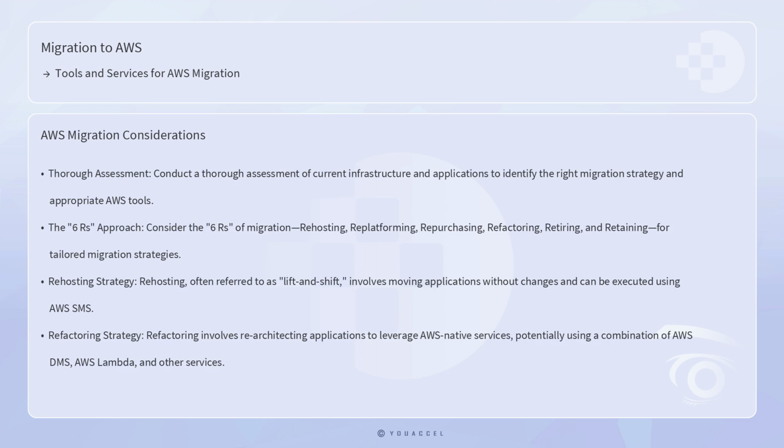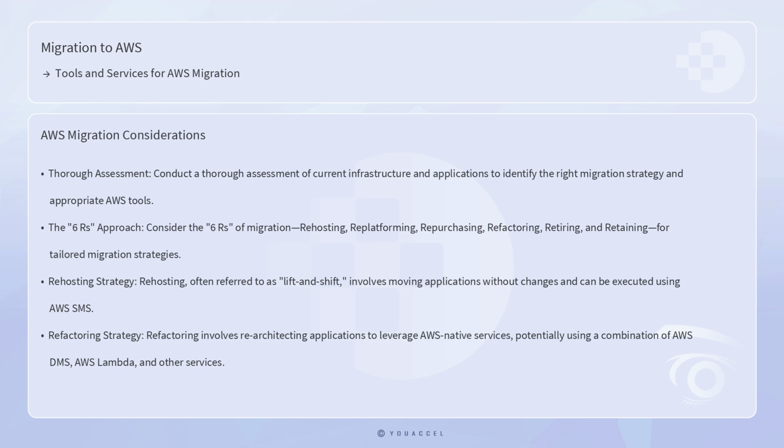As organizations consider migrating to AWS, it is crucial to conduct a thorough assessment of their current infrastructure and applications. This assessment helps in identifying the right migration strategy and the appropriate AWS tools and services to use. One approach is the 6 R's of migration: rehosting, replatforming, repurchasing, refactoring, retiring, and retaining. Each of these strategies requires different tools and considerations.